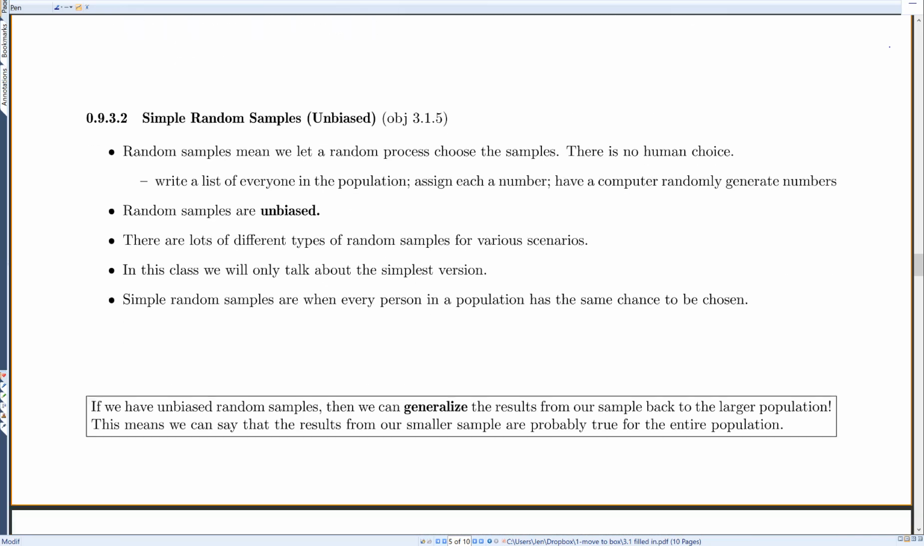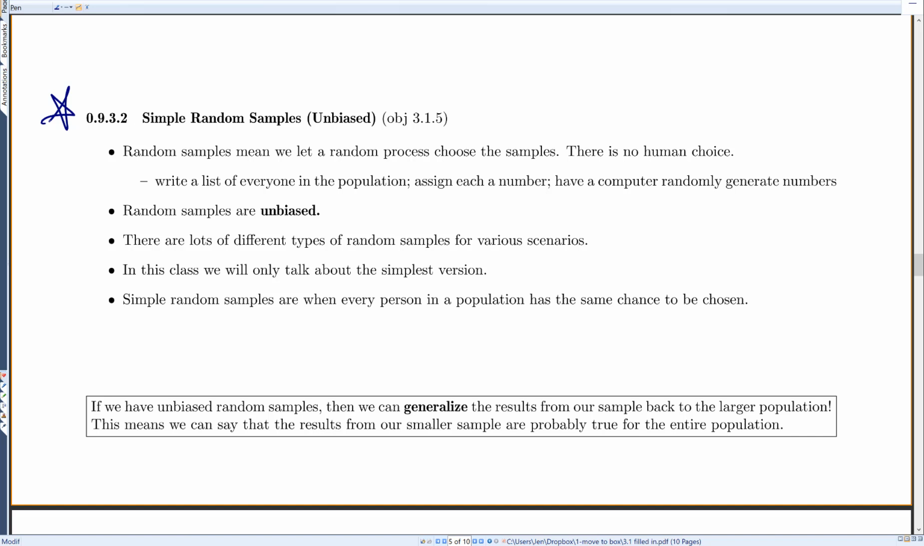So what we want to do is we want to use random samples. In this class, we're only talking about simple random samples, which is the most simple. They're always unbiased, which means they're very good. So random samples mean we let a random process choose the samples. There's no human choice at all.